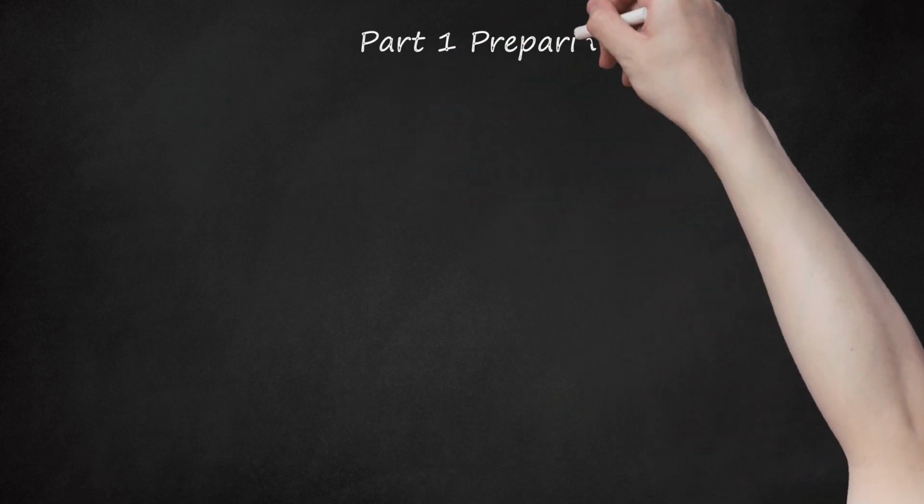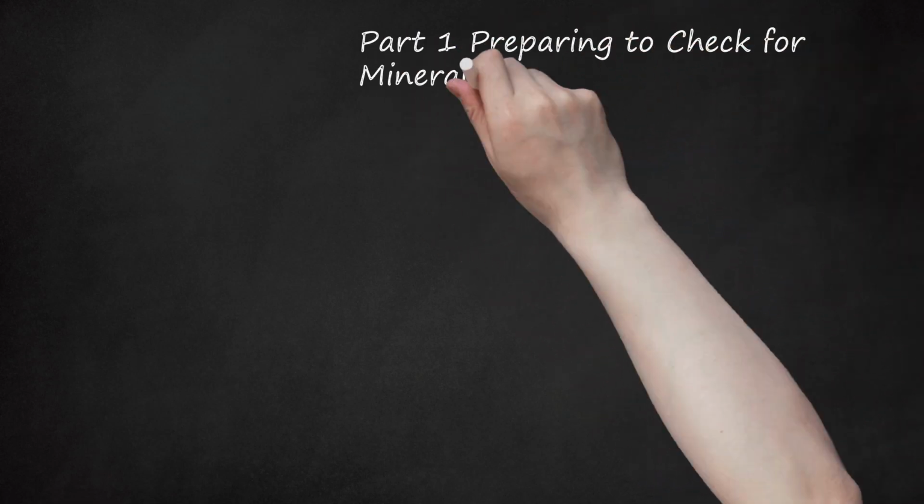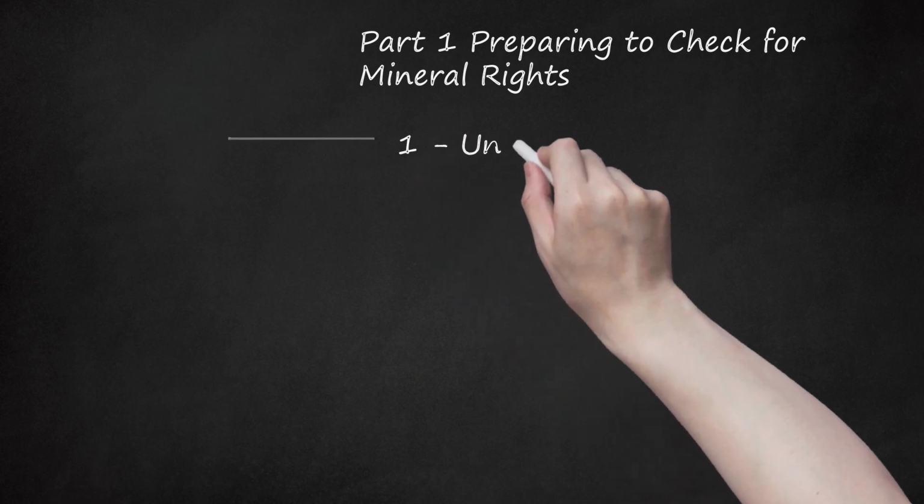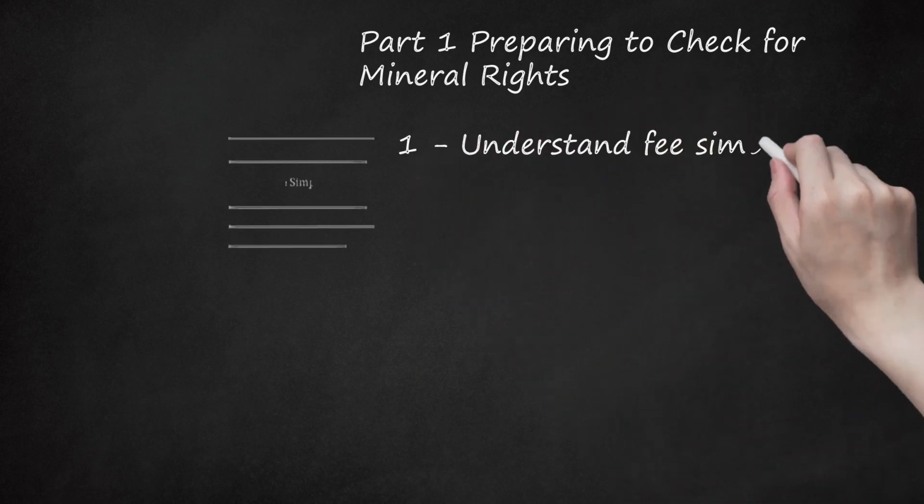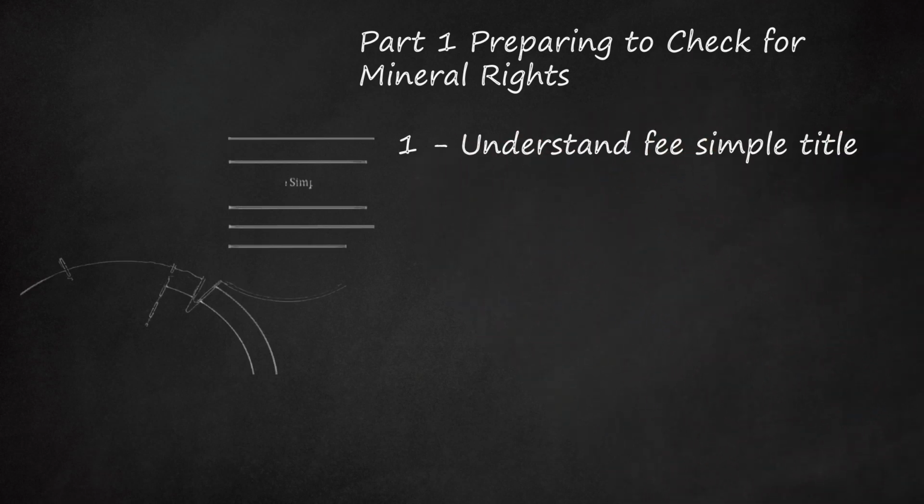Part 1. Preparing to check for mineral rights. 1. Understand fee simple title. Fee simple title is ownership of land that includes both the surface and the subsurface. It also includes the air above the property. If there are minerals below the surface of your property, then you will own the mineral rights if you own the land in fee simple.